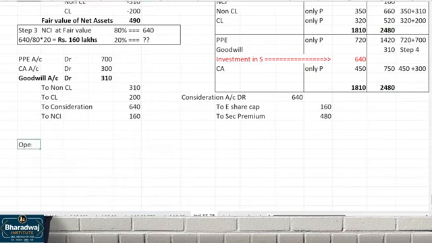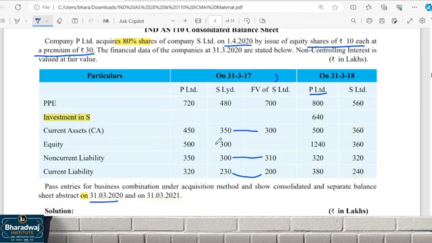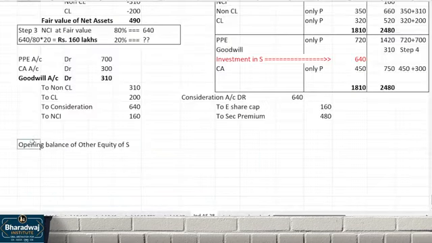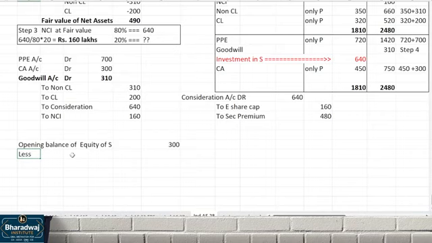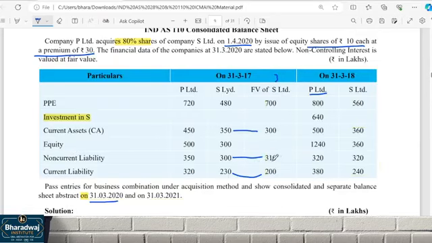Listen. What is the opening balance of other equity of the subsidiary company given? 300. This includes capital and reserves and surplus. Check this. Current assets from 350 it is 300, a reduction in current assets value. It will affect your profit. How much will it be? 50. Then look at how much the non-current liability is.